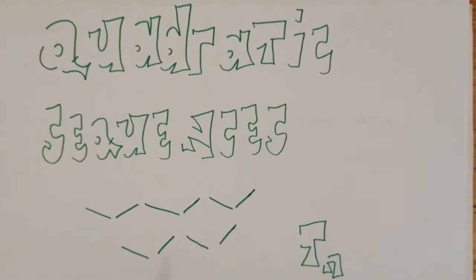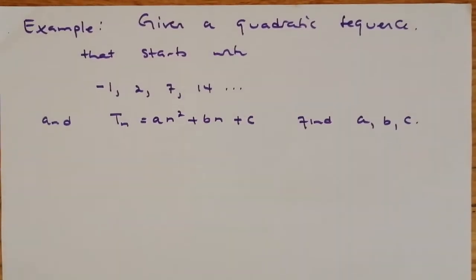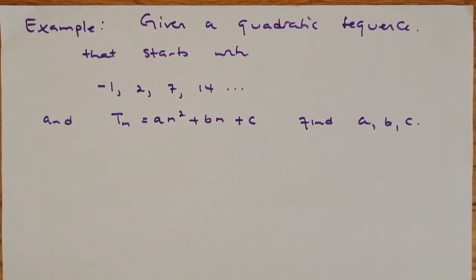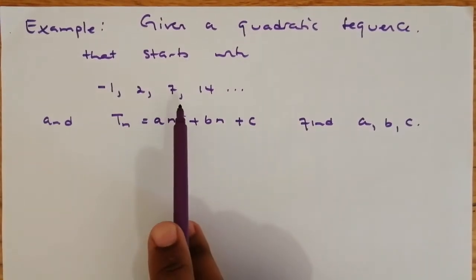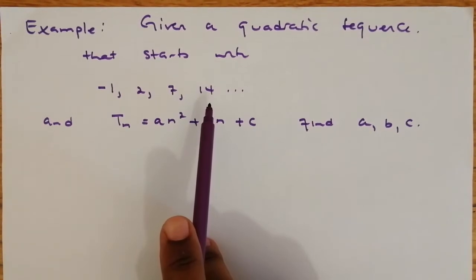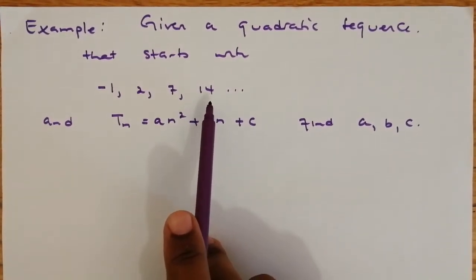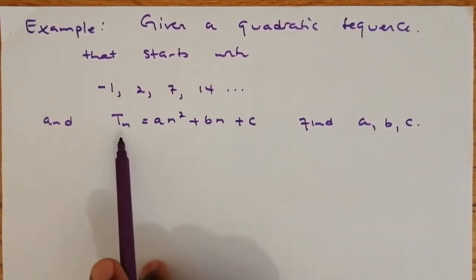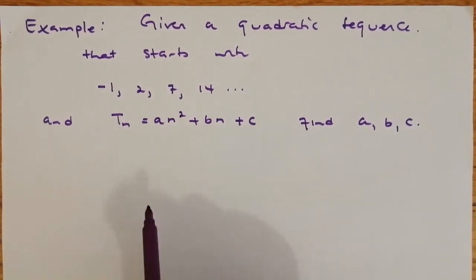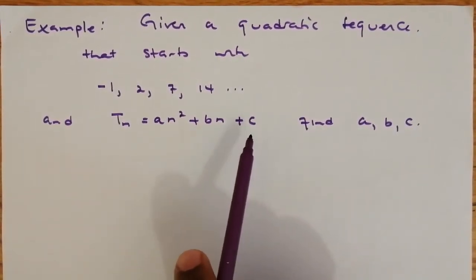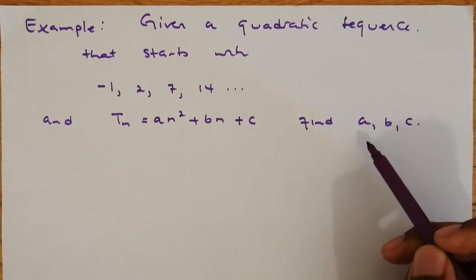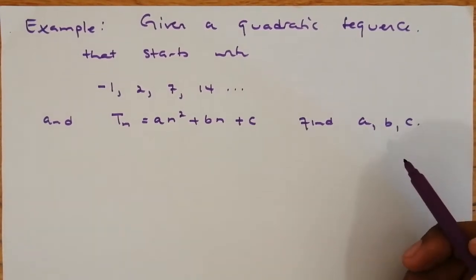Hello everyone, once again, we are still dealing with quadratic sequences. So right here we are given a quadratic sequence that starts with -1, 2, 7, and 14, right? And we know that the nth term of a quadratic sequence is given as tn = an² + bn + c. So now our duty here is to find the values of a, b, and c.